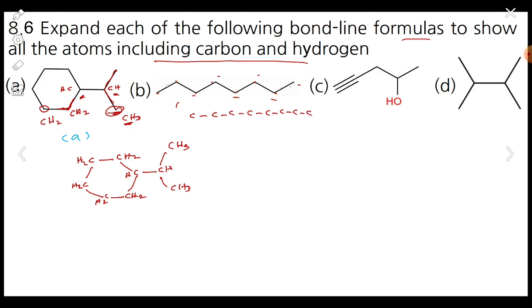Check whether there are any double bonds. There are no double bonds. There are no triple bonds. There is no other functional group like OH or NH2. So all you have is simple hydrogen. Then we understand that these ends are CH3. First you write these ends.